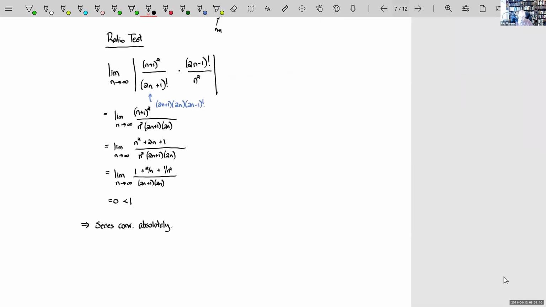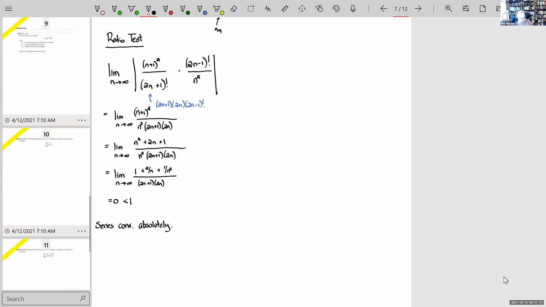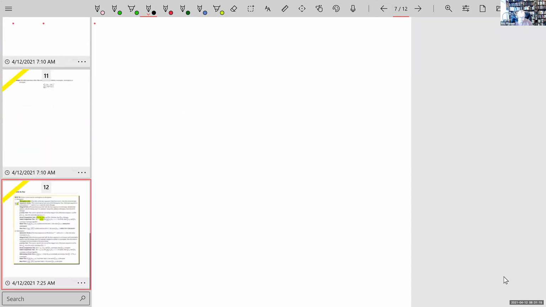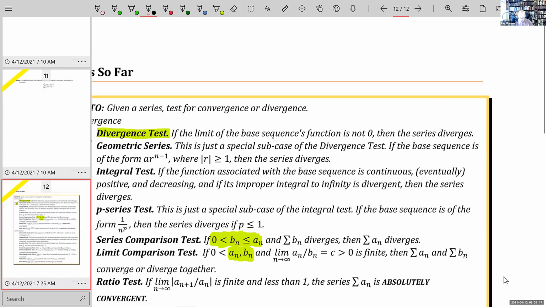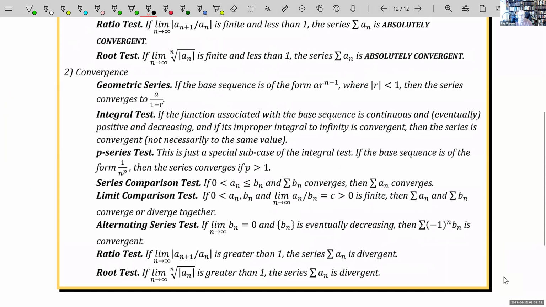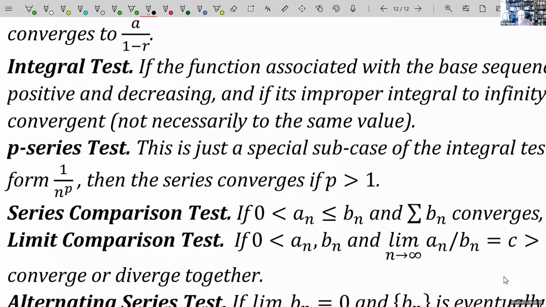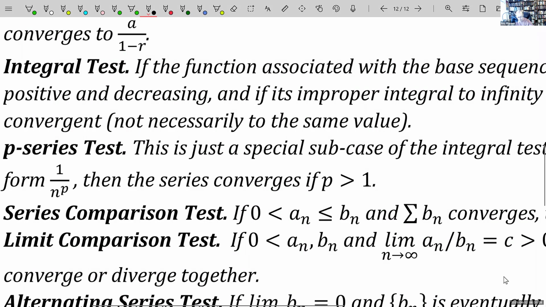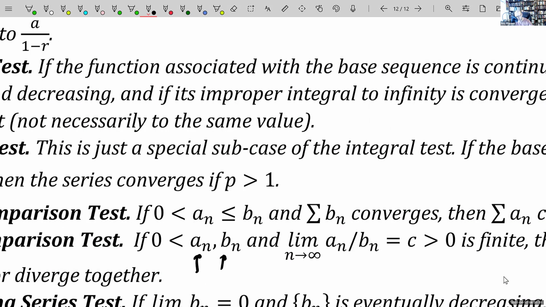Limit comparison test, just to showcase this by fast forwarding slightly. The limit comparison test requires us to compare our given series to a different sequence. The ratio of that, as you take n going to infinity, we want that to be a finite and positive number. That's the limit comparison test.